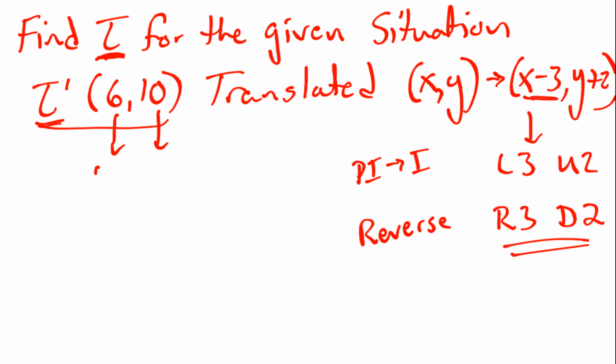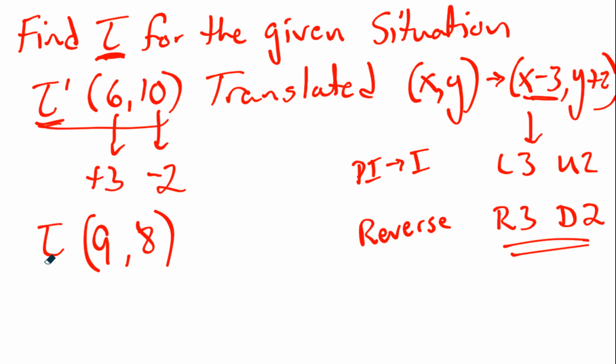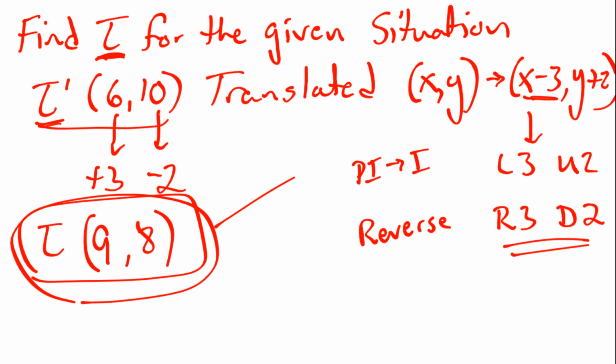We would go right 3, which is a plus 3, and a down 2, which is a minus 2. So that puts us at 9, 8 as the original coordinates of t in that problem. So if I took the original here, applied the rule, I would end up at the image.